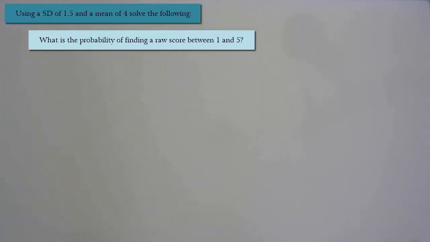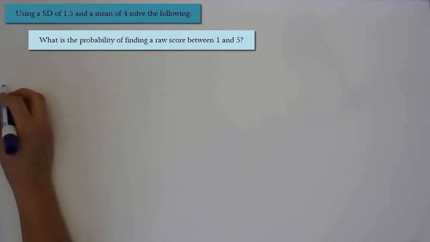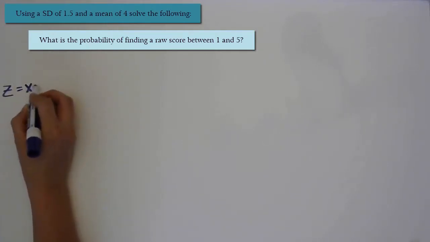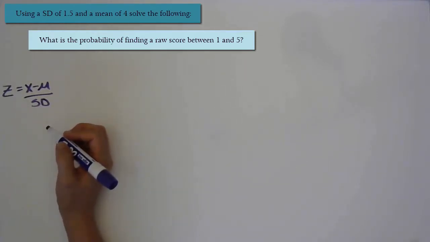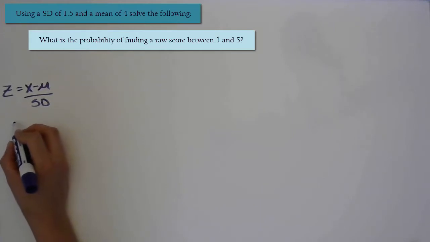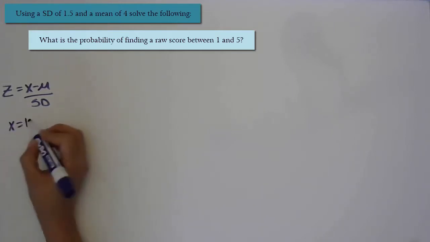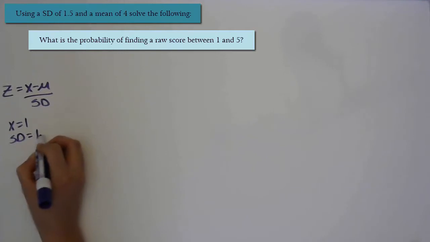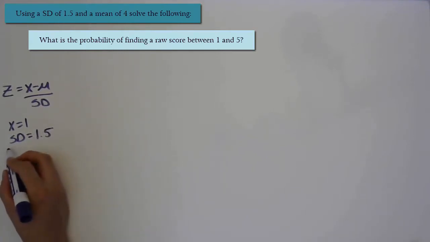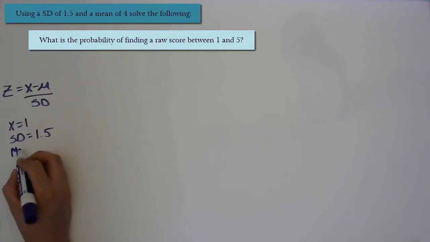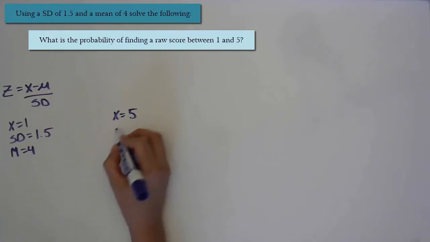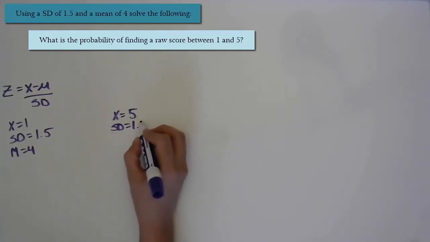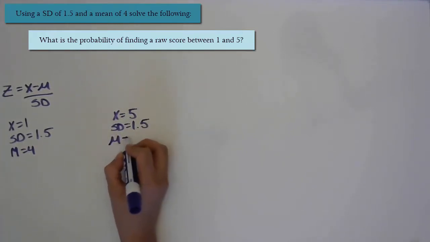What is the probability of finding a raw score between a 1 and a 5? Okay, so our z-score formula is x minus m over standard deviation, okay? And since we have two raw scores, we're going to have to do this twice. Okay, so for the first one, we have a raw score of 1, standard deviation of 1.5, and then a mean of 4. And then for the second one, we have a raw score of 5, same thing, standard deviation of 1.5, and then a mean of 4.